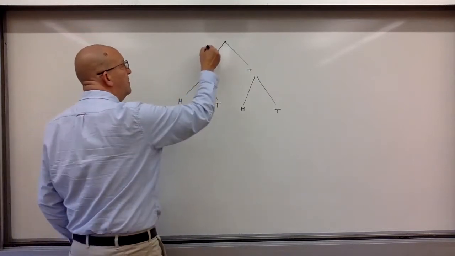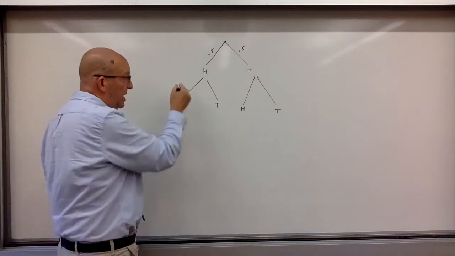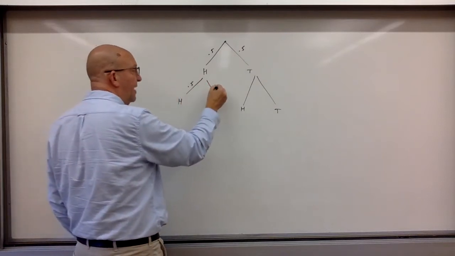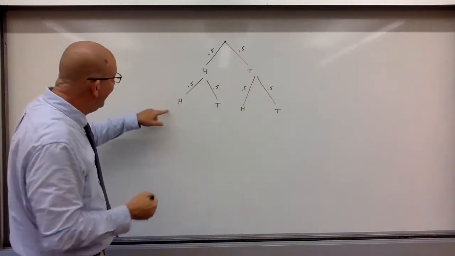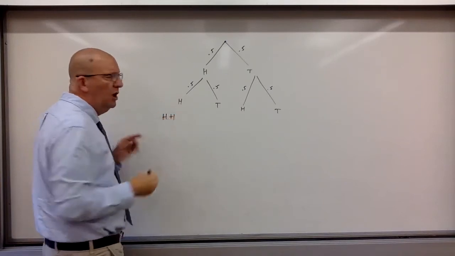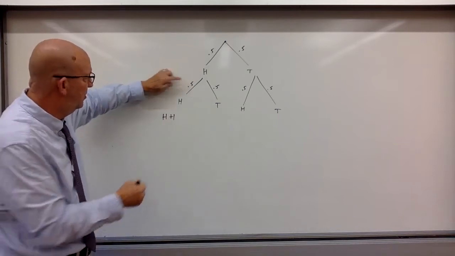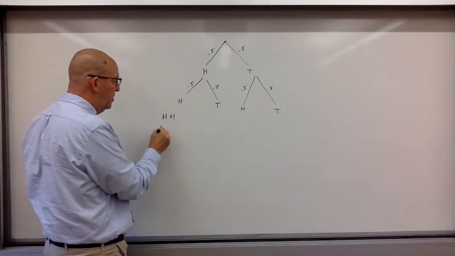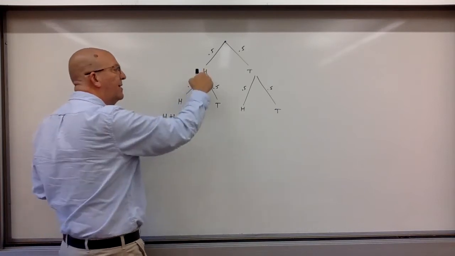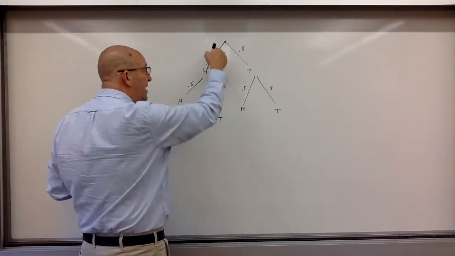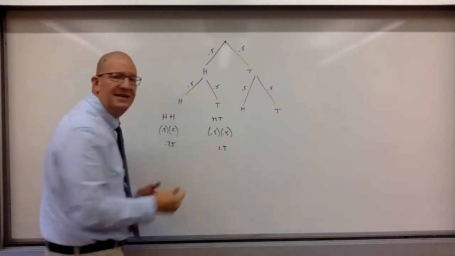So we know that this probability is 0.5, and this probability is 0.5. From here, I know that this probability is 0.5, and that probability is 0.5. Same here. So the final outcome down here is a head-head. Well, what's the probability of getting a head-head? 0.5 times 0.5, right? So we multiply those two probabilities. How about a head-tail? Same thing, 0.5, 0.5. Do you see how I'm multiplying down the branch here?